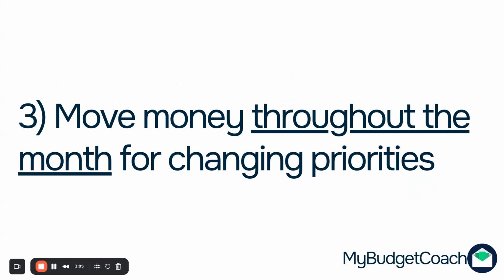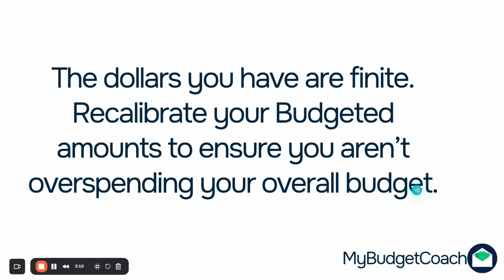Third principle, move money throughout the month for changing priorities. The dollars you have are finite, just like in our water example. You can't have more water be added to your bucket until you get paid again. So how do you want to use that water? It's very critical. So sometimes you need to recalibrate your budgeted amounts.